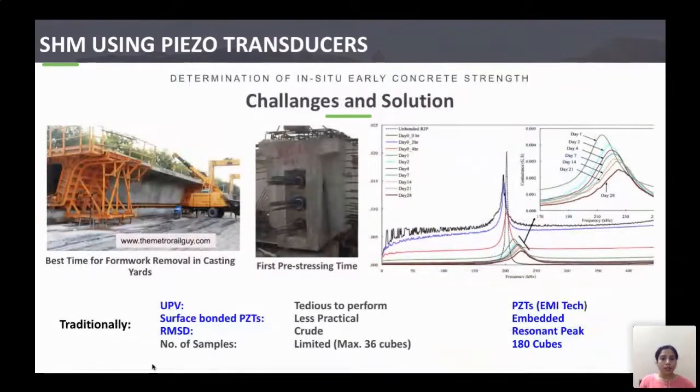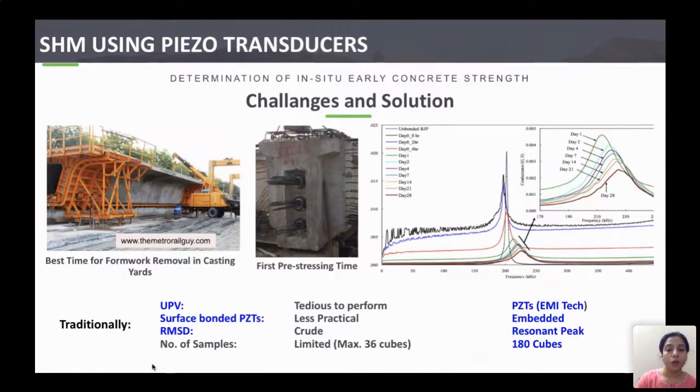So next thing is determination of in situ early concrete strength. Now, it is important to know the best time to remove the formwork in the casting yards to increase the construction or production rate. And also for the pre-stressing girders, it is important to know whether the concrete has reached its required strength so that we can do the pre-stressing.